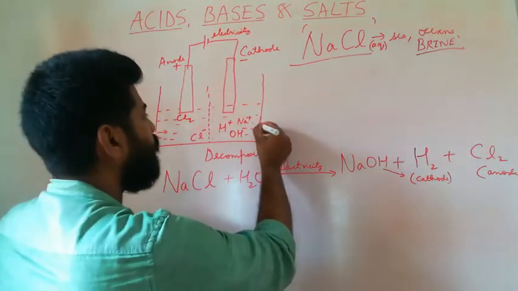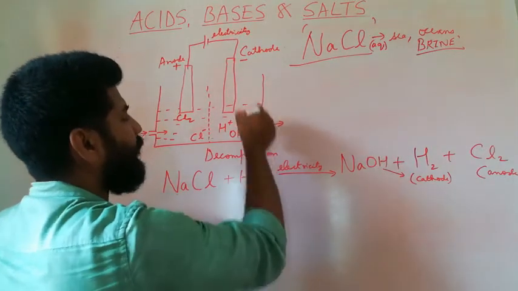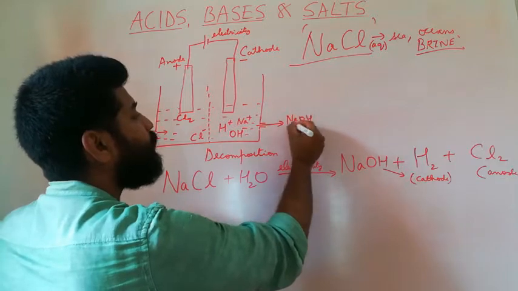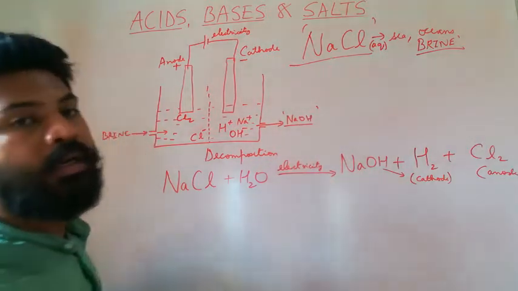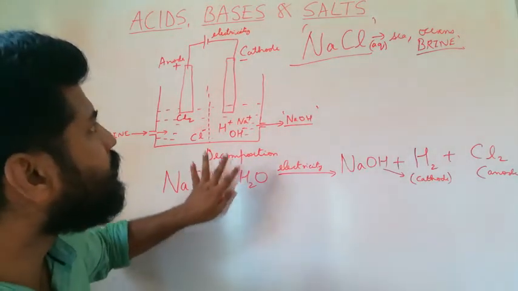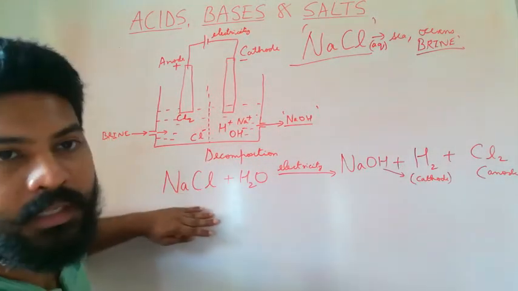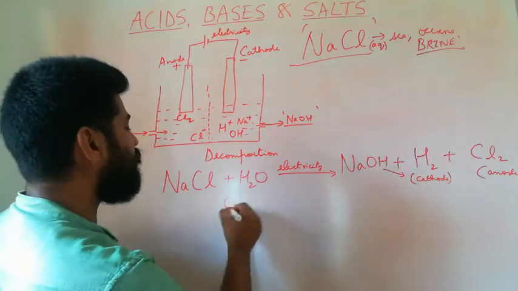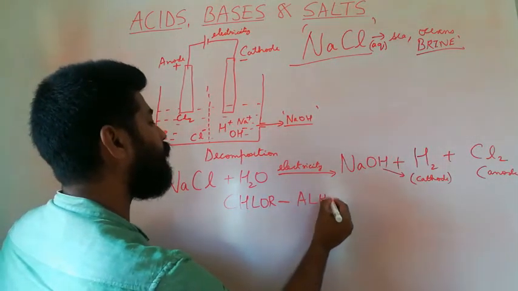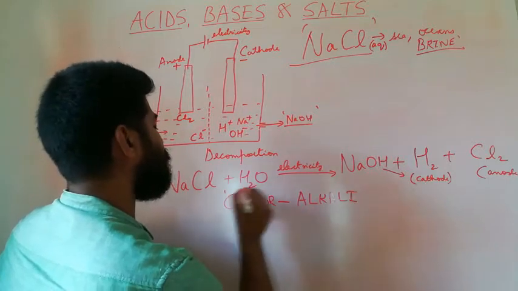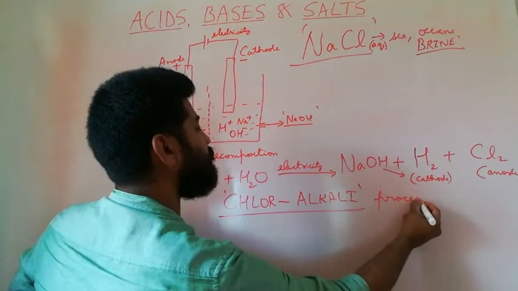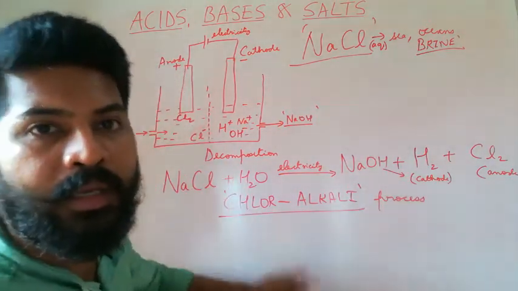So from the side of the cathode we can remove sodium hydroxide, which is one of the important products that is formed from the electrolysis of brine. This reaction is called the chlor-alkali process. Chlor-alkali process is the name of the chemical reaction.